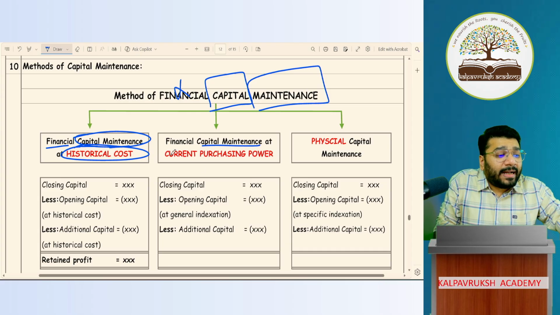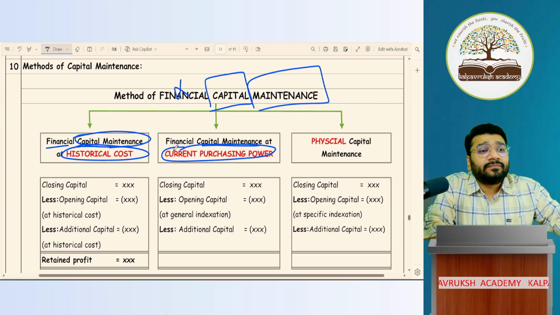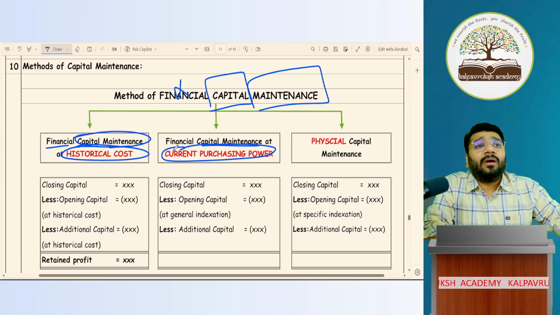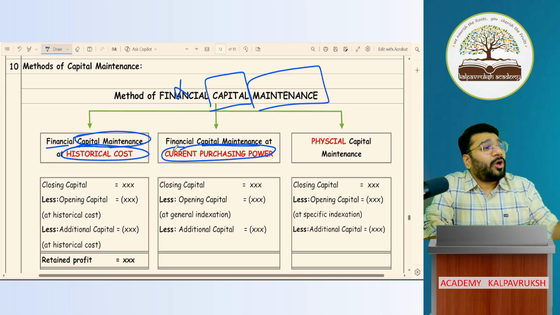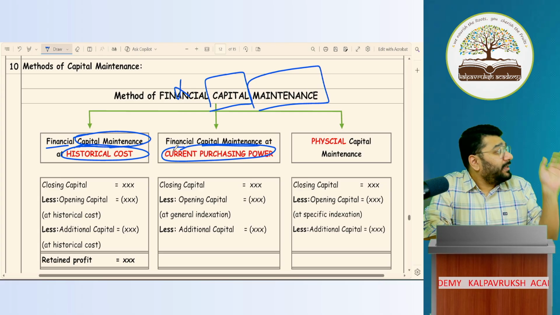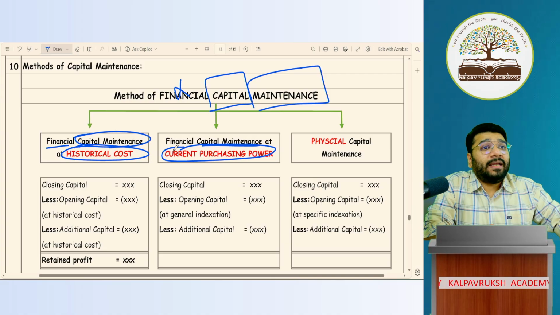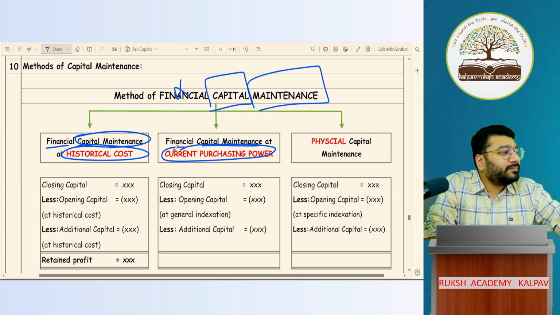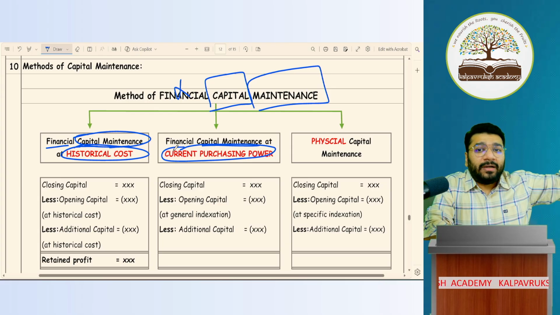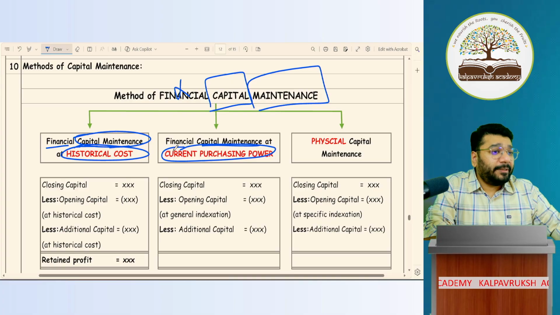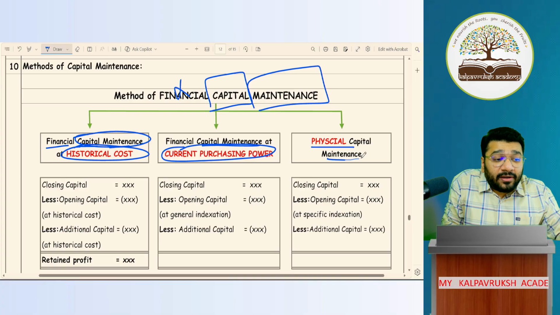Second, capital maintenance at current purchasing power. In the names, the methods usually have just one or two words, but here it is written like a statement. So people, in one go, feel what are they trying to talk about? It's very simple. It's very logical. But there should be somebody to make you understand this properly. Third is physical capital maintenance.